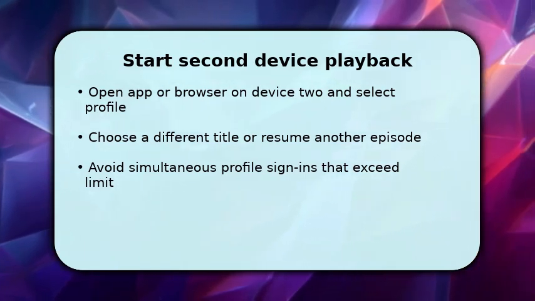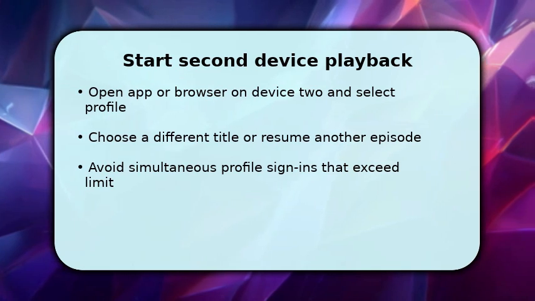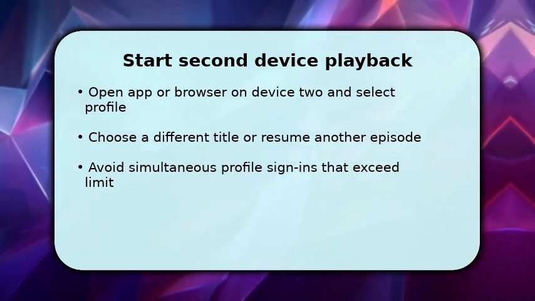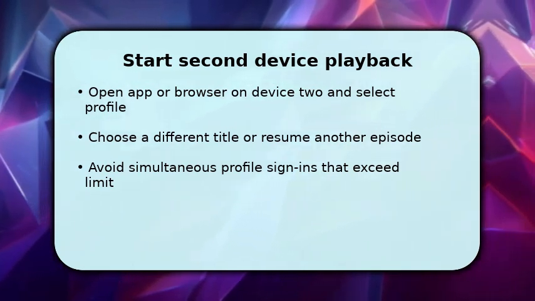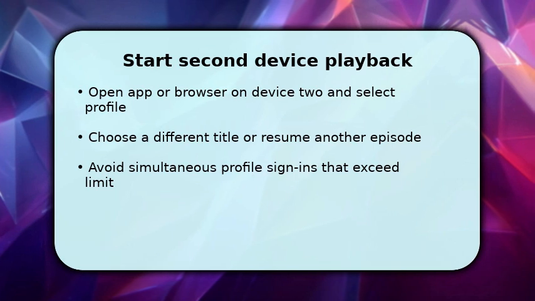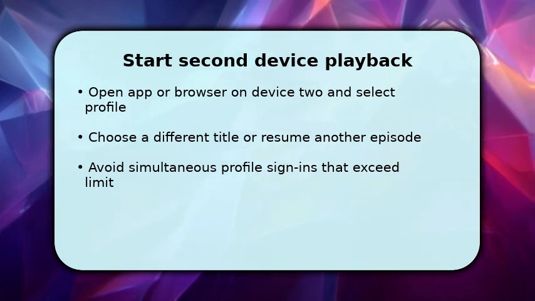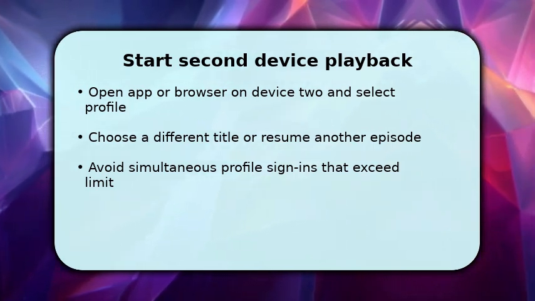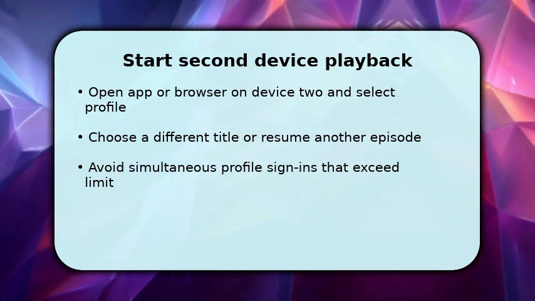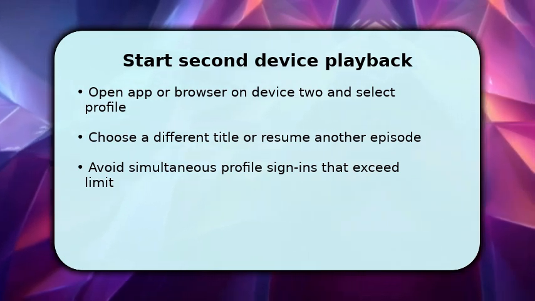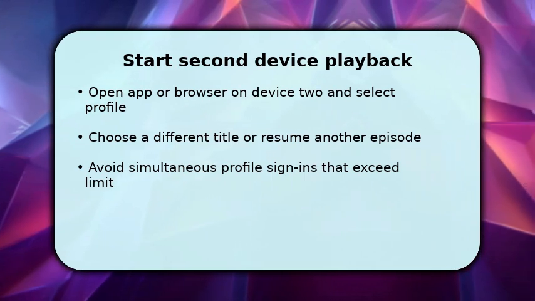Open Netflix on the second device, select a different profile if possible, and choose a different title or the next episode in a different series. This reduces accidental resume conflicts. If the second device prompts an error, pause or stop playback on the first device briefly, then try again. Sessions sometimes need a moment to register on Netflix servers.